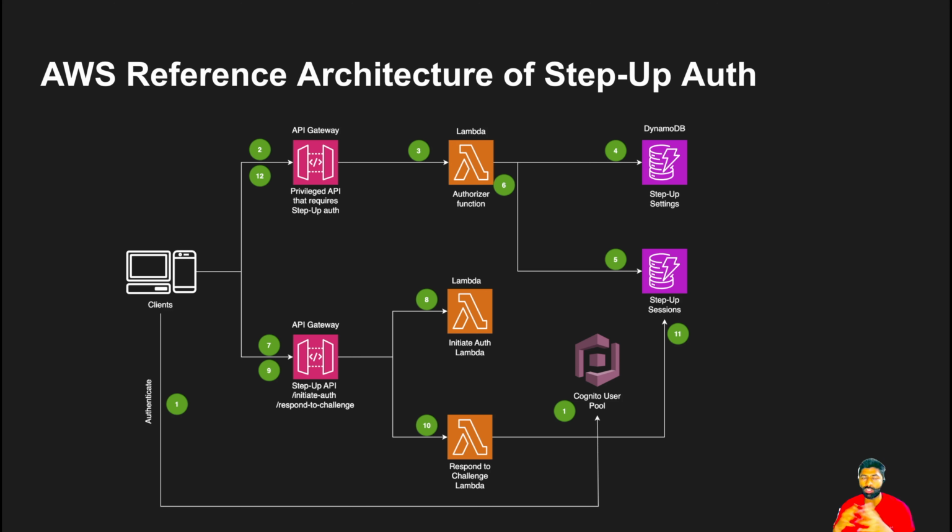So this was an overall flow of a reference architecture which is provided by AWS. It is available on the internet. You can also download the code base as is from the GitHub repository.